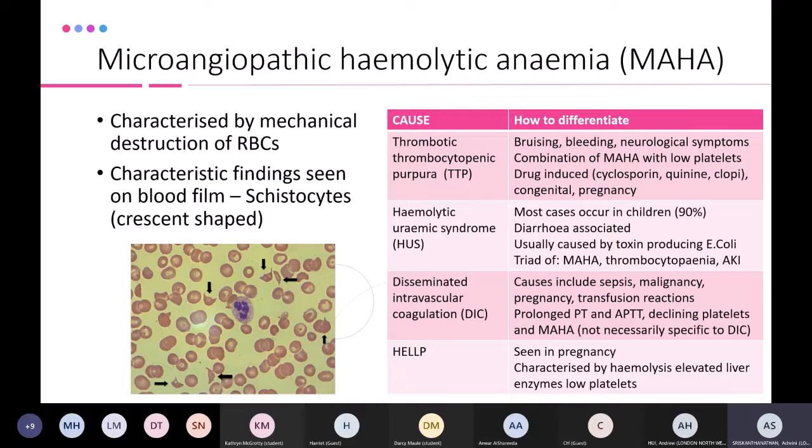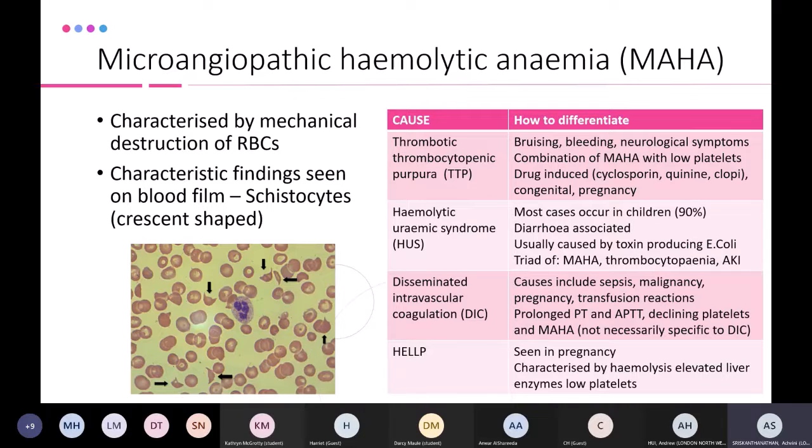And then these are a few others that you want to differentiate with, and these are different causes of MAHA. So your thrombotic thrombocytopenic purpura usually presents with bruising, bleeding, any sort of neurological symptoms like headaches, for example, and it has a combination of MAHA with low platelets, and it tends to be drug-induced, congenital, or due to pregnancy. The other one that you see in pregnancy is HELLP syndrome, which is characterized by hemolysis, elevated liver enzymes, and low platelets.